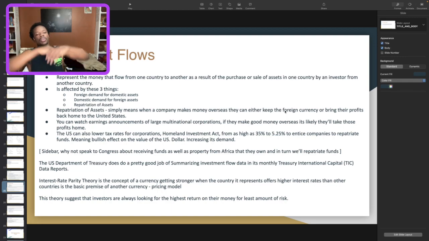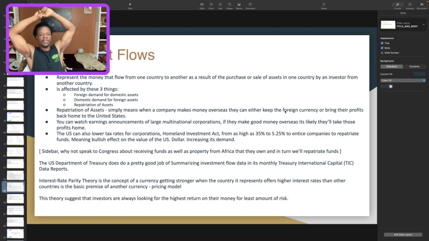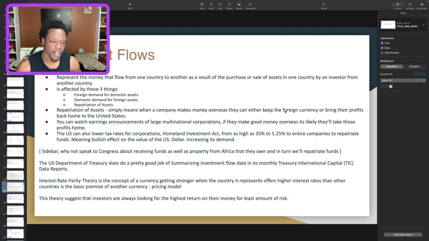So a little sidebar, a question to ask is, why not speak to Congress about receiving funds as well as property from Africa that they own, and will in turn reappreciate the assets. That's just something to think about, honestly. But the U.S. Department of Treasury does a pretty good job of summarizing the investment flow data in their monthly Treasury International Capital data report.